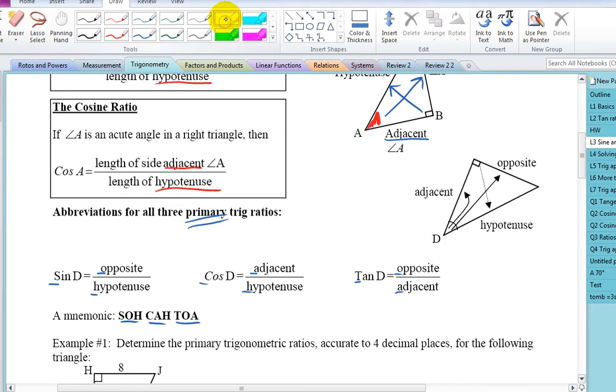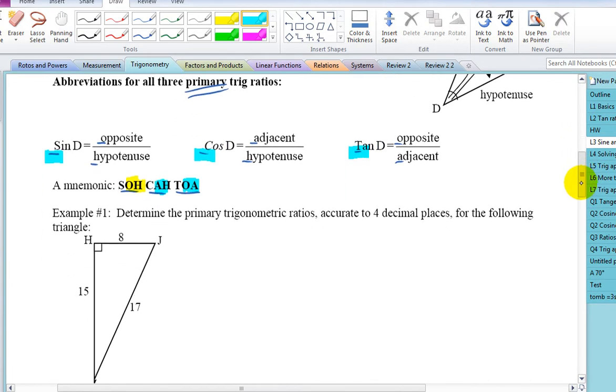Oh, SOHCAHTOA, I have O and H. Okay, that means I use sine. Or, hey, guess what? I'm talking about A, and I have to find H. That's cosine. Or, you have O and A, and you need to find an angle. Oh, that's tan. So SOHCAHTOA quickly helps you locate which ratio to use. Sine, cosine, or tangent. Okay?